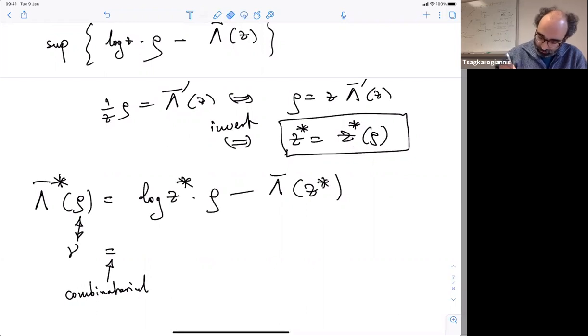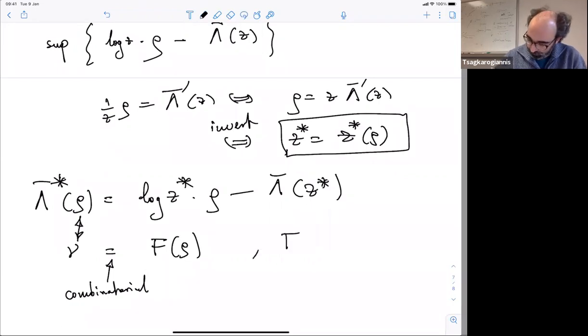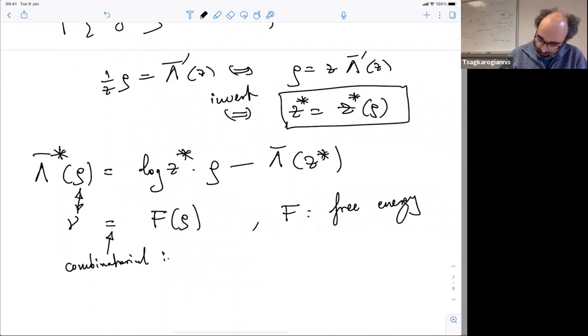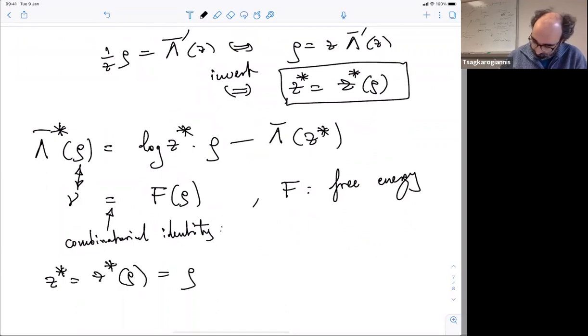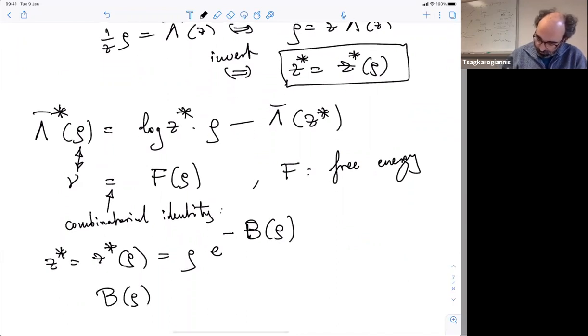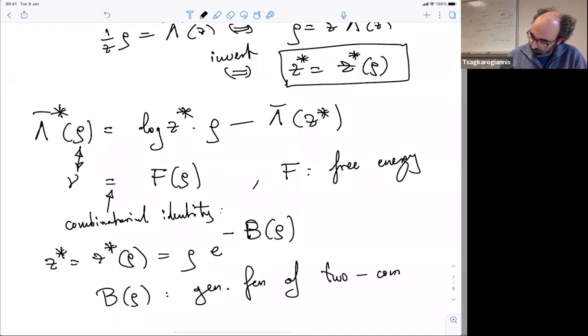And I can't get an explicit form of, so where f is the free energy. So there is a combinatorial identity because, I mean, again, by combinatorics, there is a formula. And the formula one has is given by B of rho, where B of rho is the generating function of two connected graphs. So what are the two connected graphs?